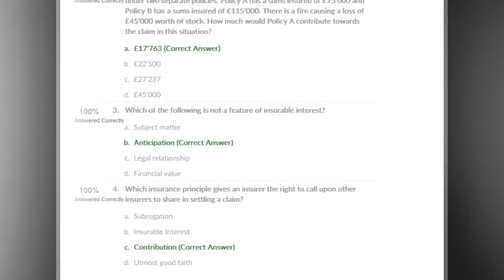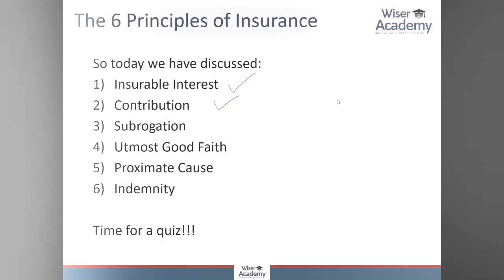So that was a quick introduction to the 6 principles of insurable interest, and we will continue the others in our next session. And that's how the sessions would basically run.